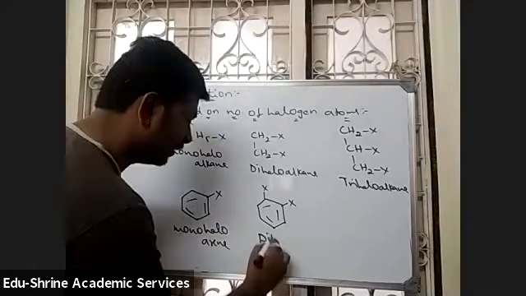So on this benzene ring, there are three halogen atoms present. That's why it is called trihaloarene. So based on the number of halogen atoms, both haloalkanes and haloarenes can be written in this way.